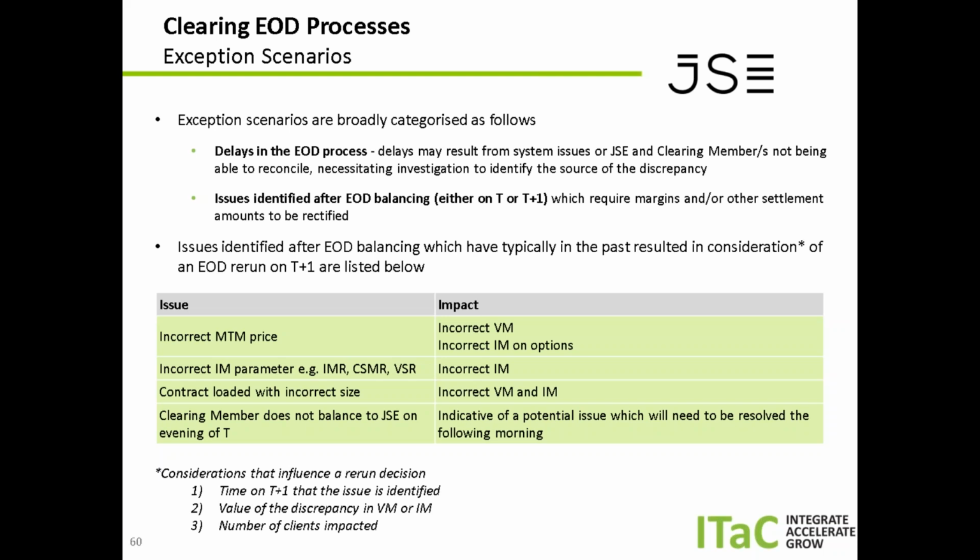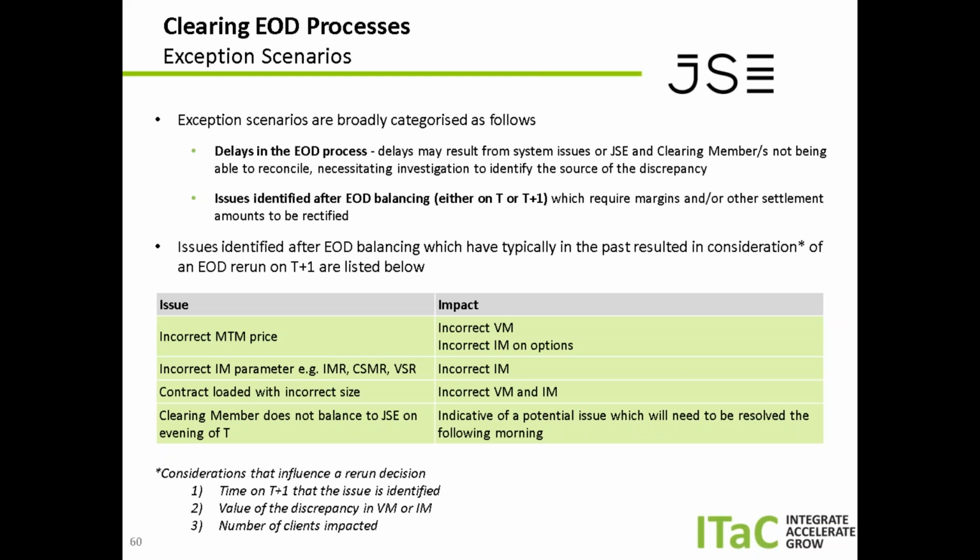Okay, but there's still a further criteria that's used to determine whether or not a rerun will be done. So, it's dependent on the time on T+1 that the issue is identified. So in ITaC world, if it happens after 11, then definitely we wouldn't do a rerun. Value of the discrepancy in VM or IM. So if it's a small variation margin discrepancy or an IM discrepancy, then a call could be made that there isn't a rerun, and the number of clients impacted. If it's limited to a very small set of clients that are impacted, then the decision might be made not to do a rerun.